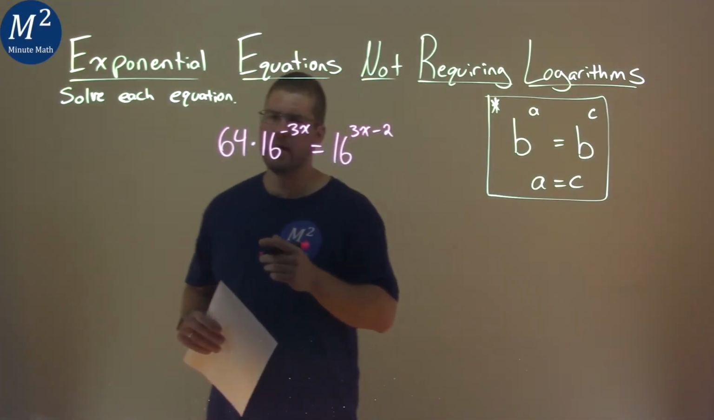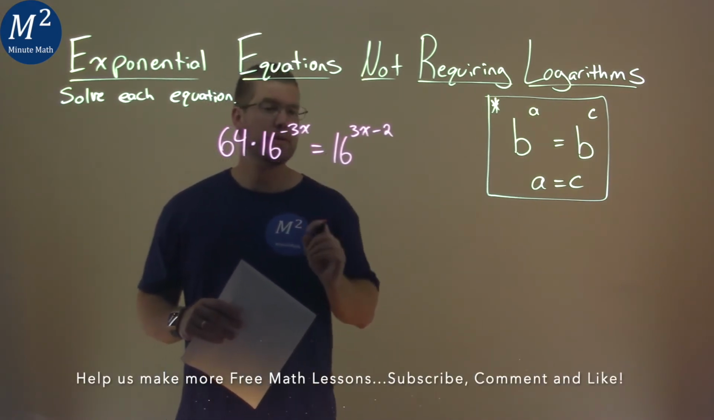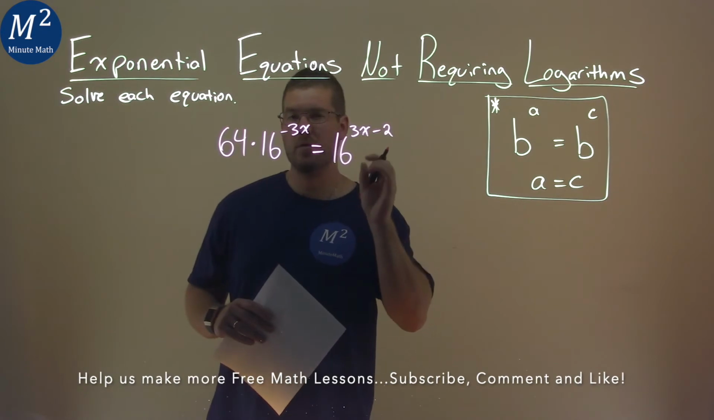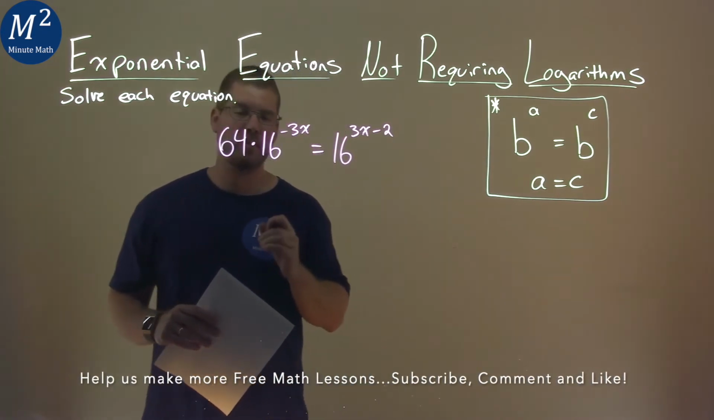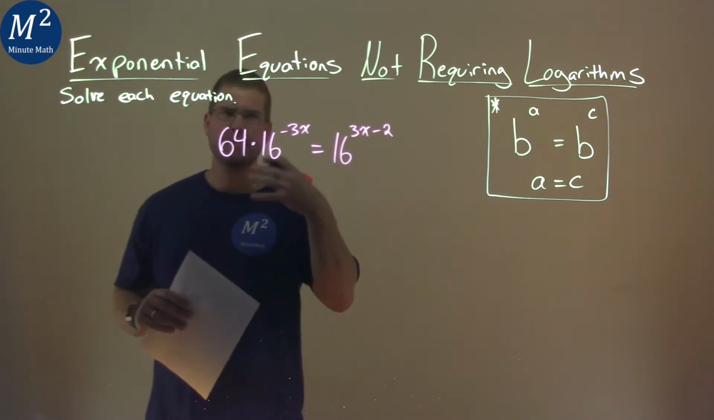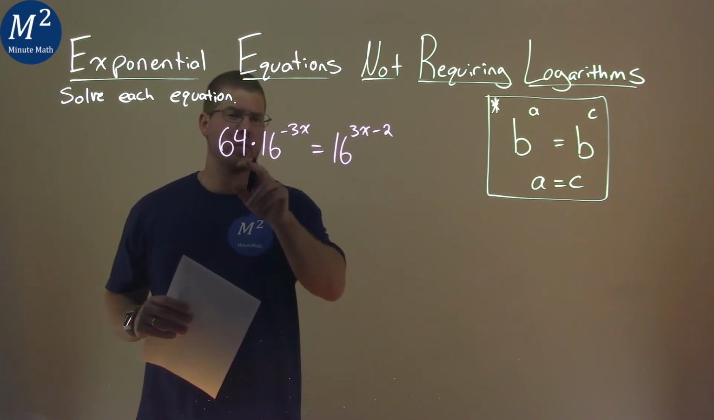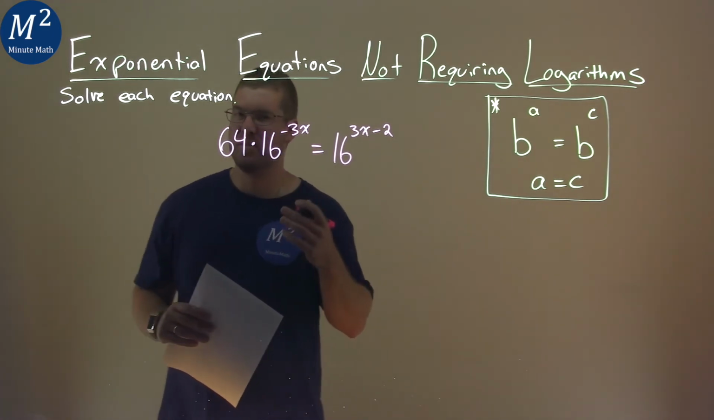We're given this problem right here. 64 times 16 to the negative 3x power is equal to 16 to the 3x minus 2 power, and we want to solve this equation. Well, we want to see if we can find a common base for each little section here. And what's difficult is 64 I can't really write in terms of 16.